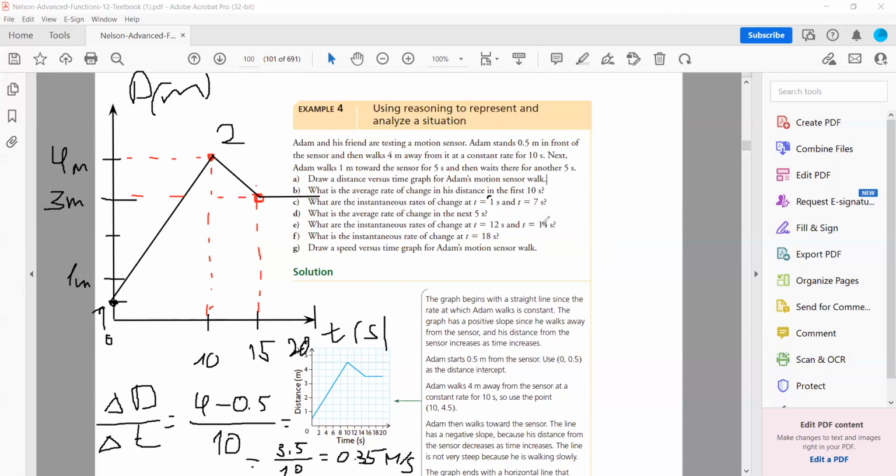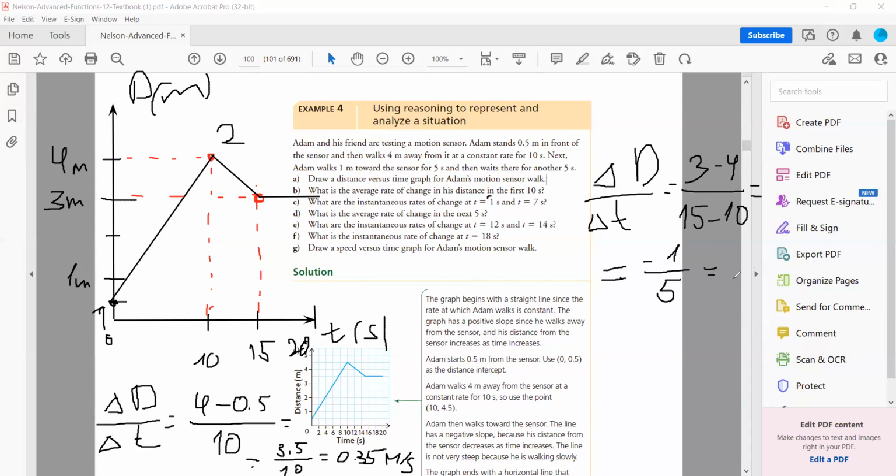What is the average rate of change in the next 5 seconds? Next 5 seconds, so from 10 to 15. From 10 to 15, delta d over delta t. So from end we subtract the beginning. 3 subtract 4 meters divided by 15 subtract 10. So we walked for 5 seconds in total, minus 1 over 5. Or in other words, negative 0.2. This is the average rate of change for him in the following 5 seconds.